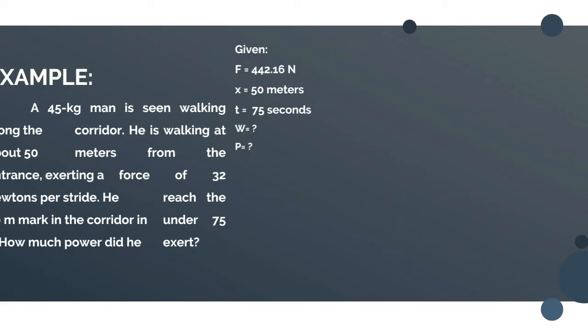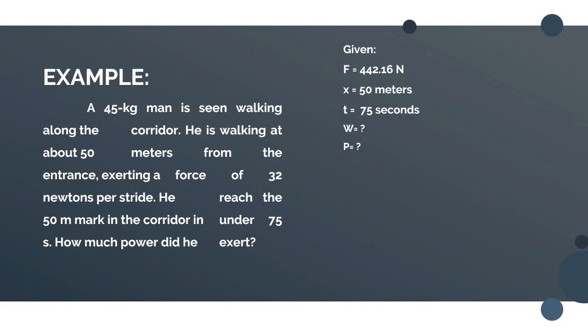Next one, meron na tayong value ng force and meron na din tayong value for the displacement. So, pwede na natin kunin ang work. We have here the formula for the work, which is force times the displacement. Ano ba yung nakuha nating force kanina? It is 442.16. Next one is multiply it by the displacement, which is 50 meter. So, we would get the value of the work, which is 22,108 joule. Now, meron na tayong value ng work. Pwede na natin makuha ang value ng ating power.